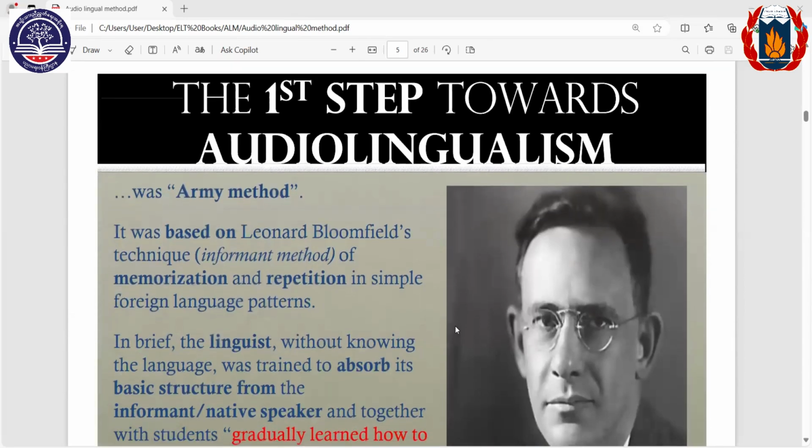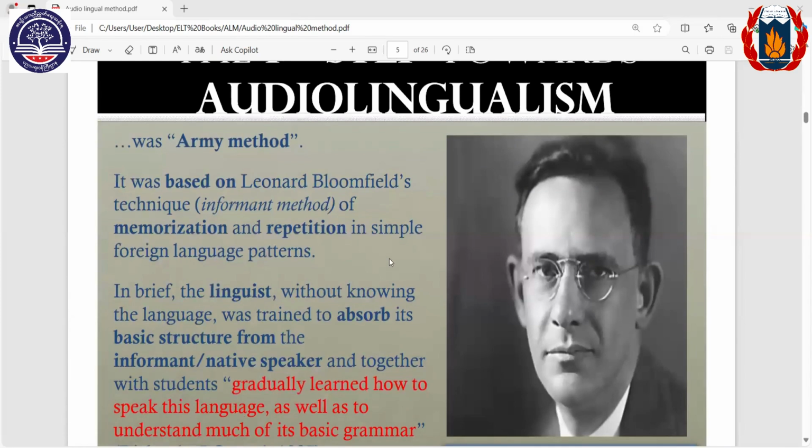Now, let's see the first point, right? Based on Bloomfield's technique, like memorization and repetition in simple foreign language patterns. Students need to memorize a lot. Students need to practice again and again when they are taught by the audio-lingual approach.